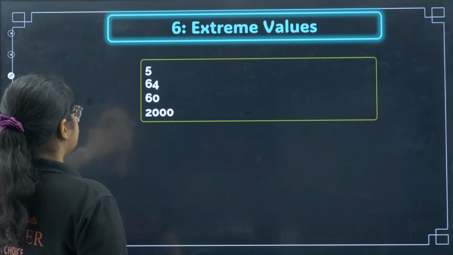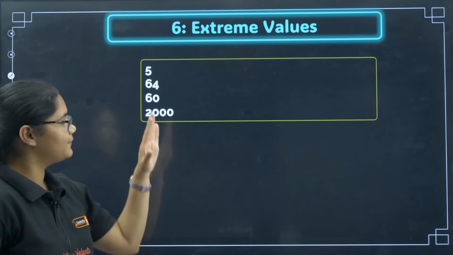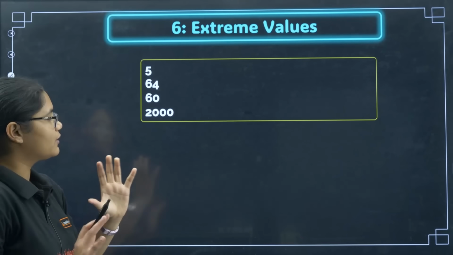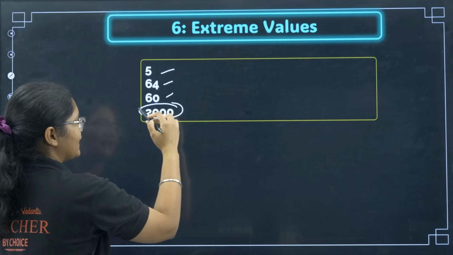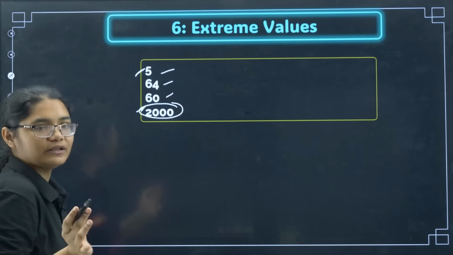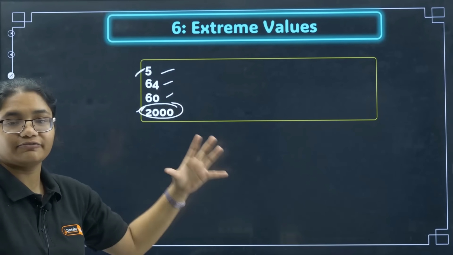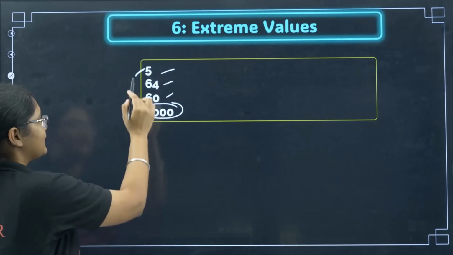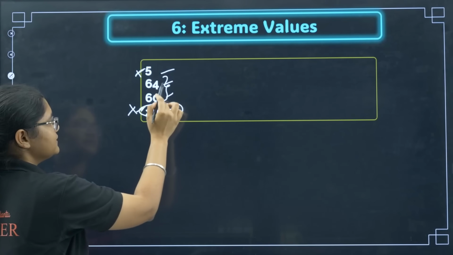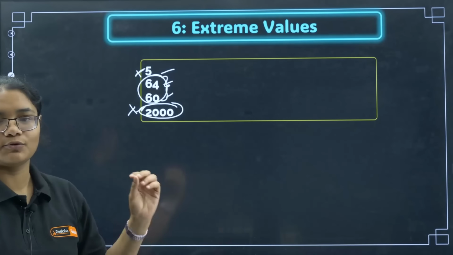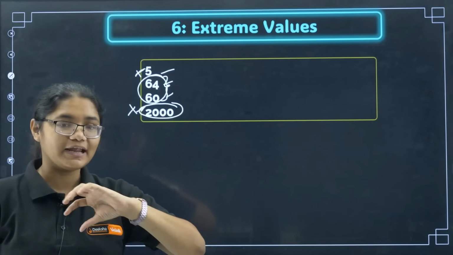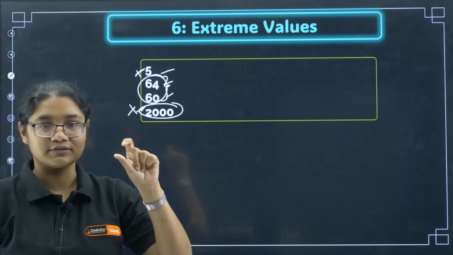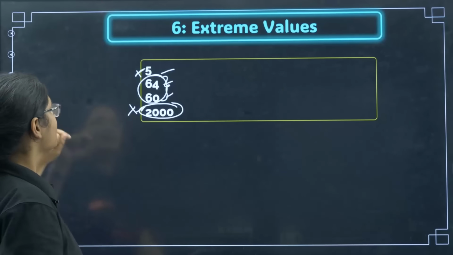Next, coming to extreme values. Suppose there is a question and these are the options. You can find that these options are somewhere near to each other and these 2 options are extreme to each other. They are extremely different options, so definitely I can eliminate these 2. The answer will be something between 64 and 60. So eliminate the extreme answers and focus on similar options.